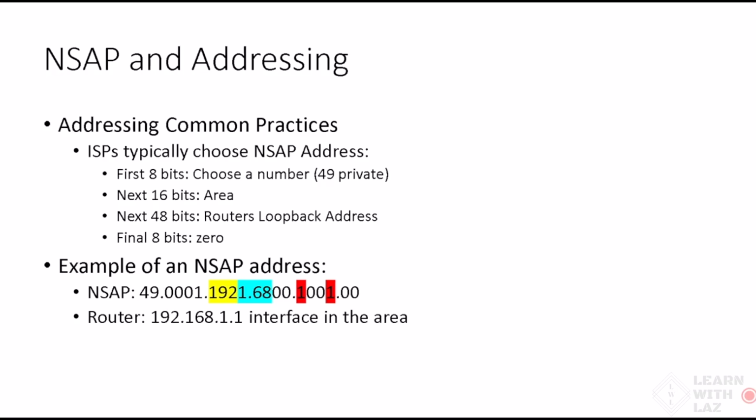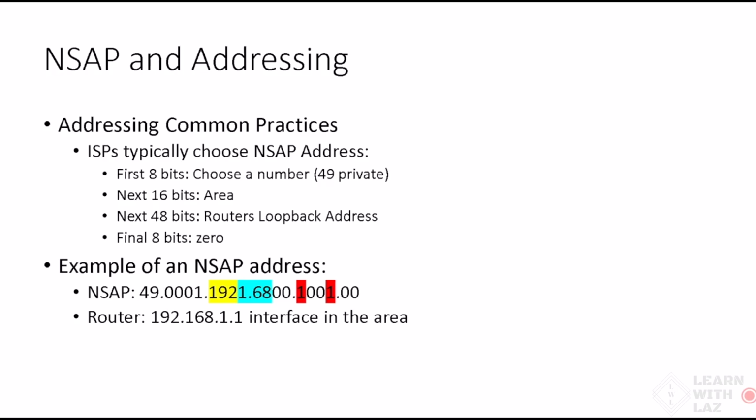And then the last 2 digits must always be 0, because that is your net selector, your N selector, if you will, and it just identifies a network service user. It could be an ES or an IS, meaning an end system or an intermediate system. So it's just identifying itself.